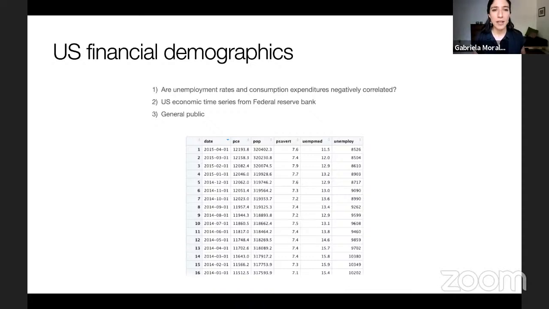So in these US financial demographics, my question was, are unemployment rates and consumption expenditures negatively correlated? And I will explain it a little more. So as unemployment grows, the people spend less. This would be my thought. Like if you don't have a job, you won't spend much money.